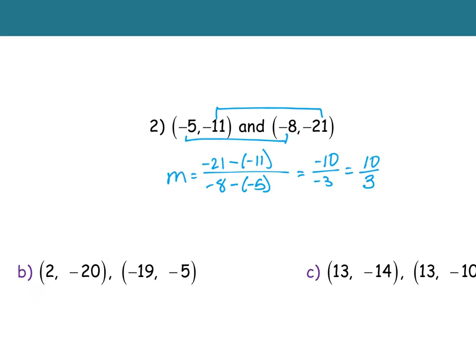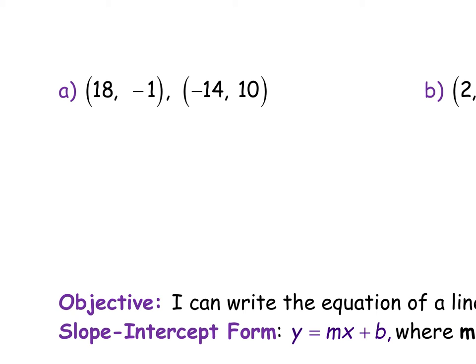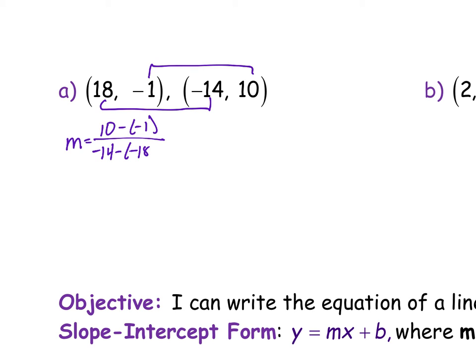Questions? Okay, will you please do A through C? Yes, you may. Okay, so here we go. My slope is going to be, let's see, I think I did it wrong. 10 minus a negative 1, right? Over negative 14 minus a negative 18. So 10 minus minus 1 is? Isn't that 18 a positive? 10 minus 18, thank you.